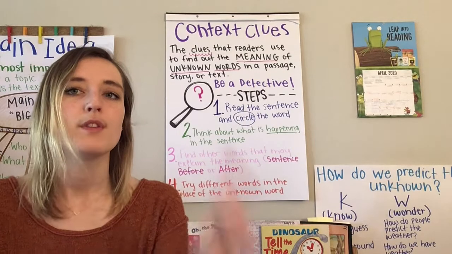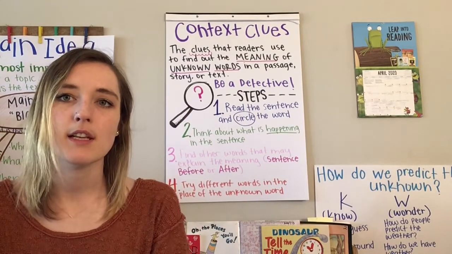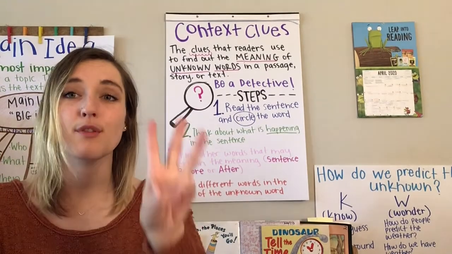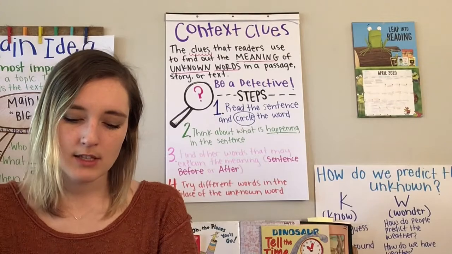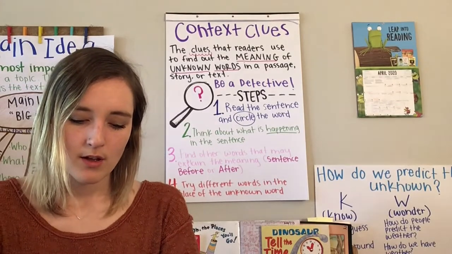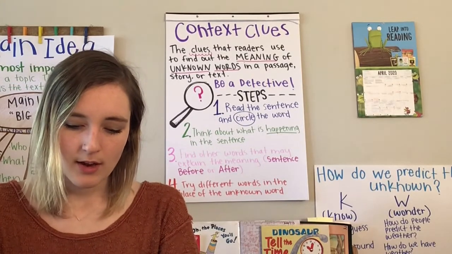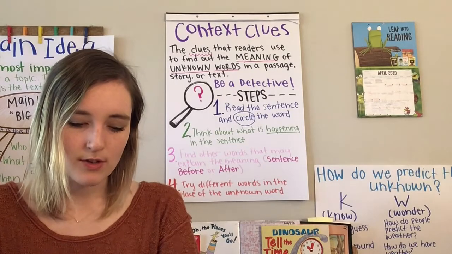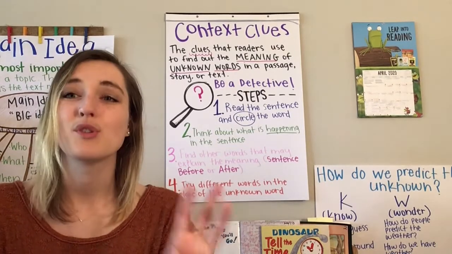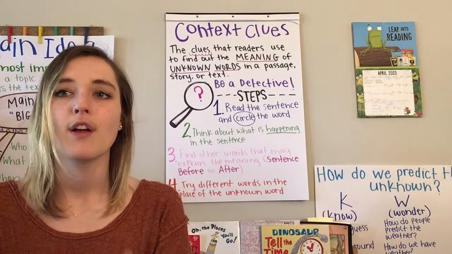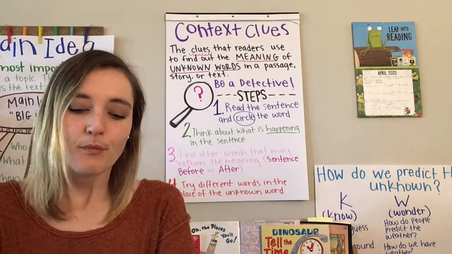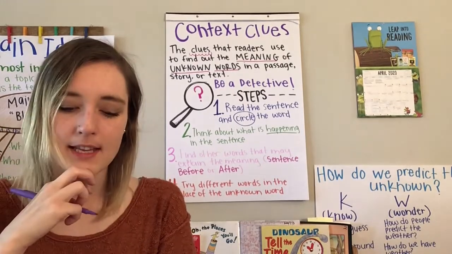Okay, so step number 1 is read the sentence and circle the word. So I actually found measure 3 times in my paragraph. Scientists measure different weather features. They measure air temperature, and they measure the amount of precipitation. So there's 3 separate times that measure can be used. Number 2, think about what is happening in the sentences.